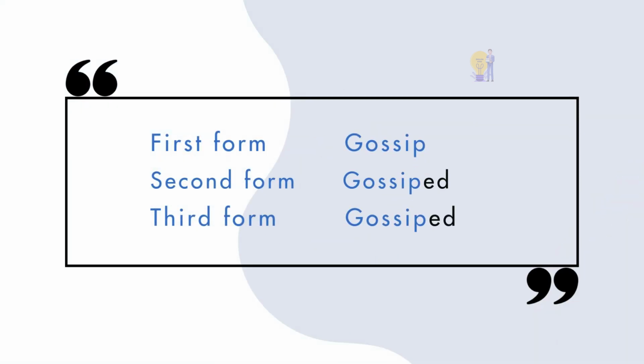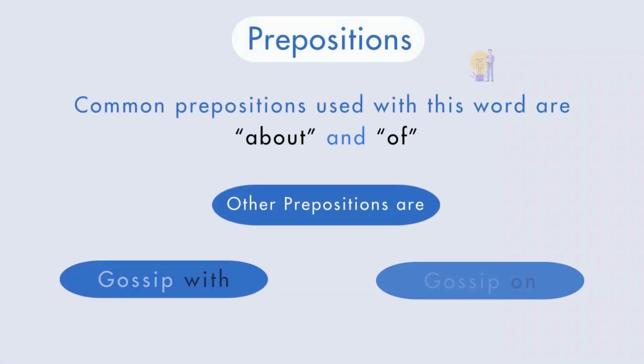The first form is gossip, second form is gossiped, and the third form is gossiped. Common prepositions used with this word are about and of. The other prepositions are with and on.